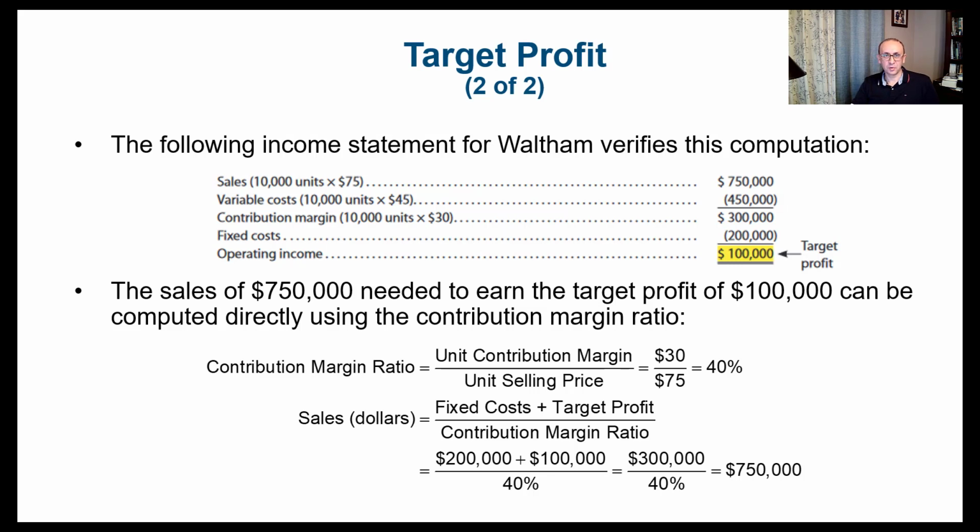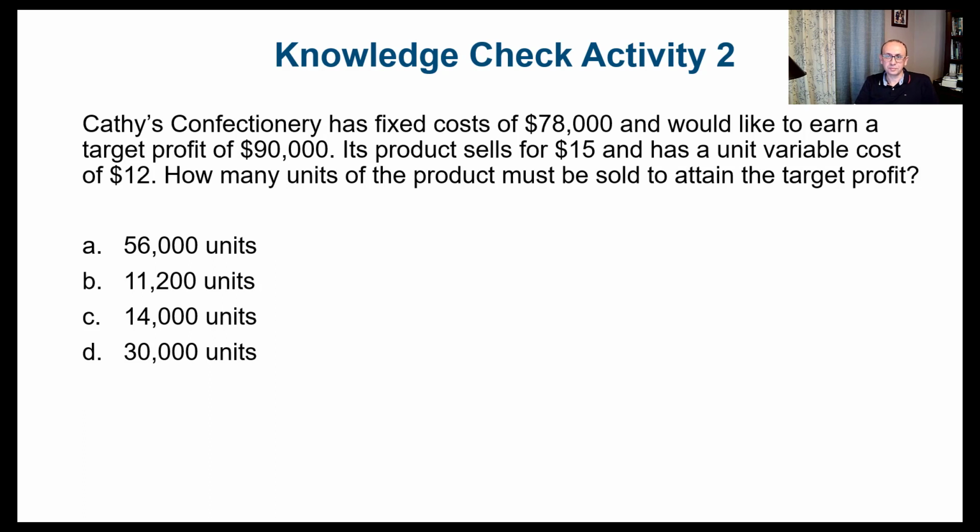All right, now let's quickly try to test our knowledge. Kathy's Confectionery has fixed cost of $78,000 and would like to earn a target profit of $90,000. Its product sells for $15 and has a unit variable cost of $12. How many units of the product must be sold to attain the target profit? So remember, we need to add the fixed cost to the desired profit, and in this case it would be $168,000. And we also need to calculate our unit contribution margin, which is easy here. It's $15 minus the $12, the selling price minus the variable cost, which is equal to 3.